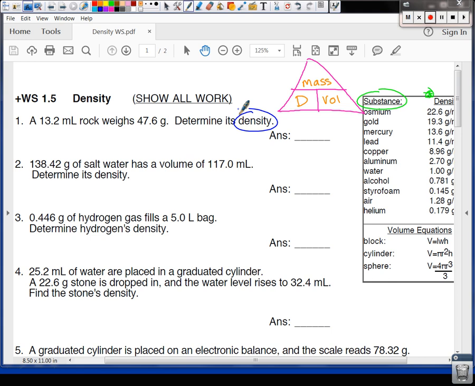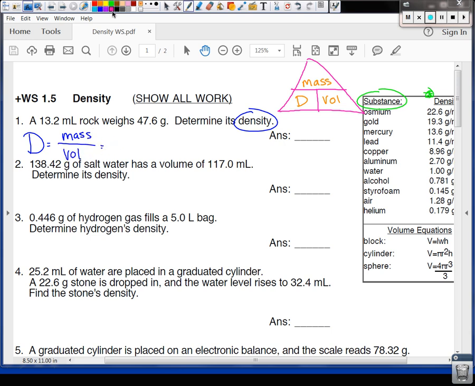I need you to be able to figure out, what are we looking for? What's the whole purpose of doing this? The whole purpose is to find the density of this rock. Now, you do know something about density, and so we can figure it out. So what is the formula for density? Very good. So mass divided by volume.